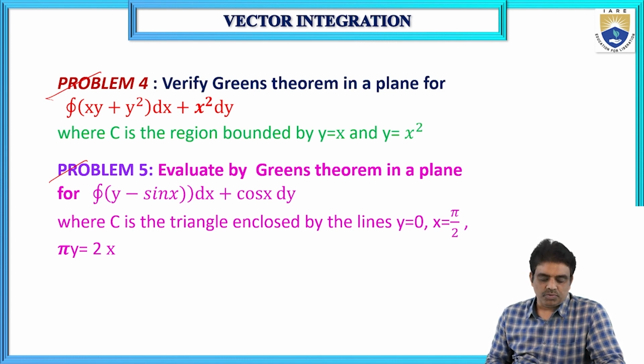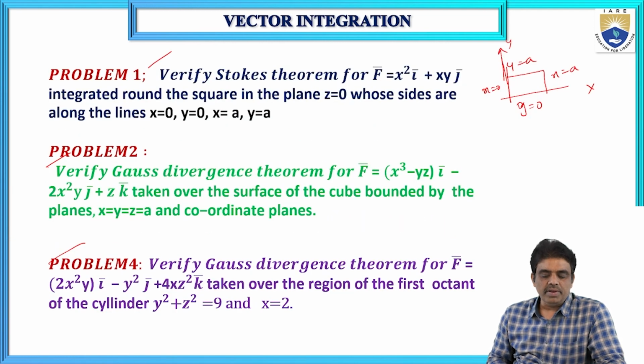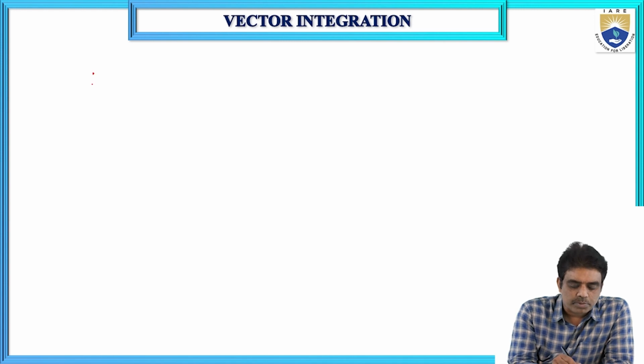The remaining ones you do on your own. Take them as practice problems. Now I will start with the first problem. Verify Stokes theorem for the function f bar, x square i bar plus xy j bar. I will call it easy. First problem solution.